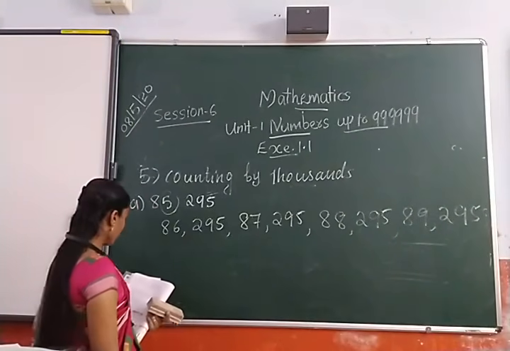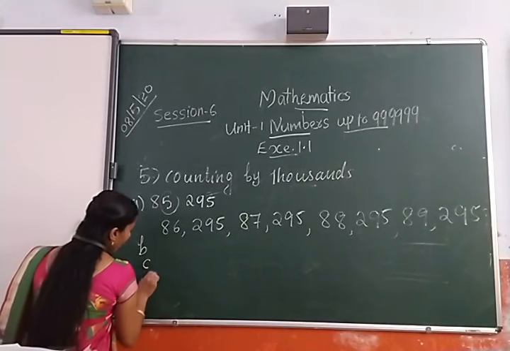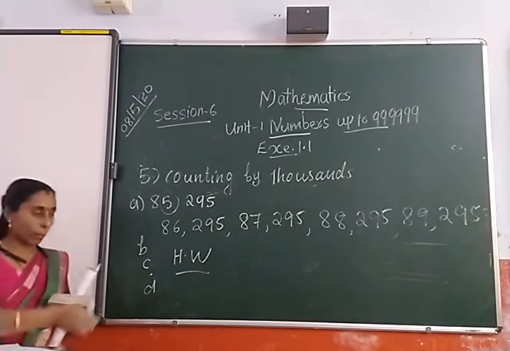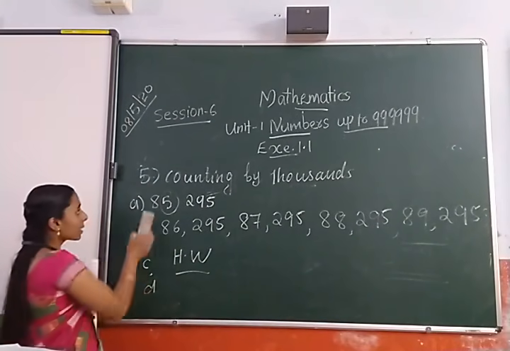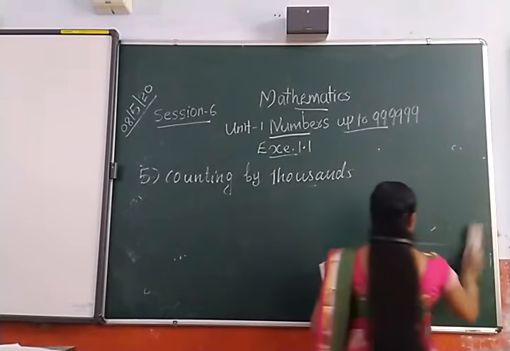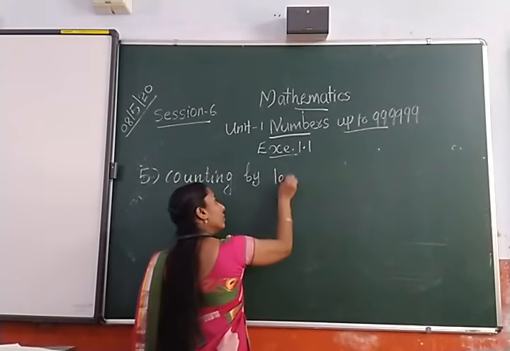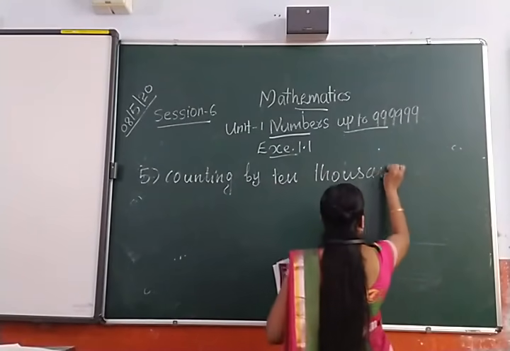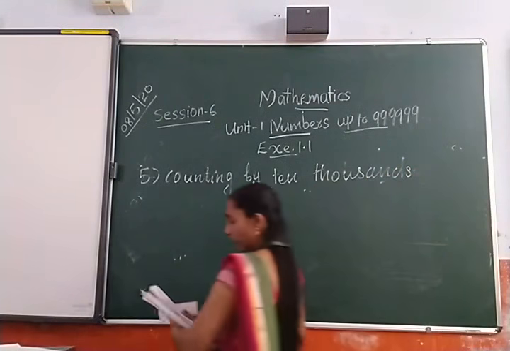Then question number B, C, D. Already I have explained that. Last question, counting by 10,000s.